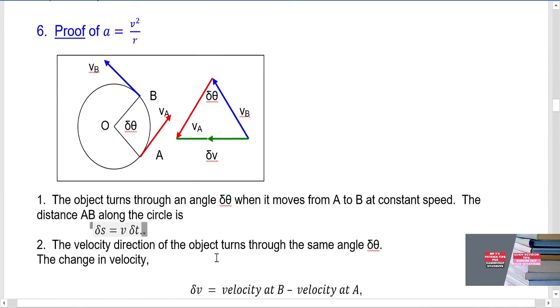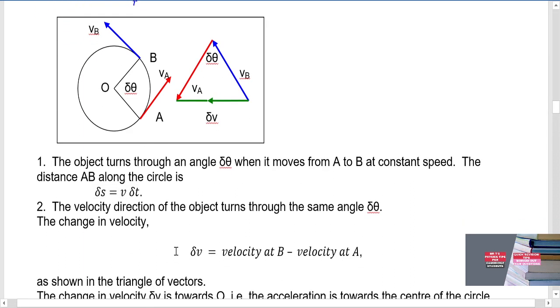The velocity direction of the object turns through the same angle d theta. Now the change in the velocity is dv. This dv is supposed to be towards the center, because from there we are going to derive the acceleration. We say that acceleration is always directed towards the center of the circle. So we derive the acceleration from this dv. So that's why we say it's supposed to be towards the center.